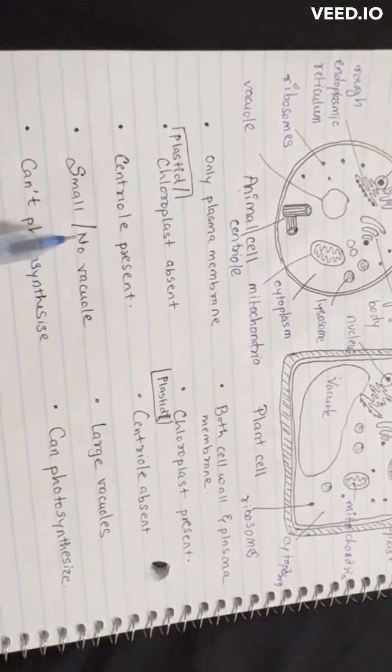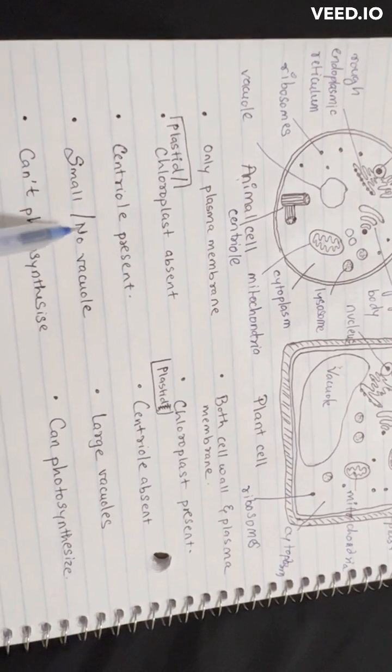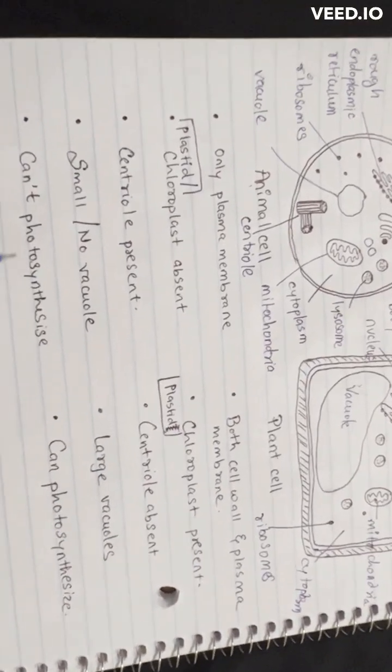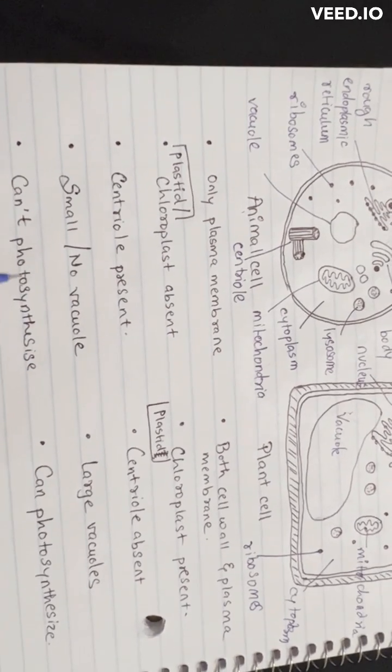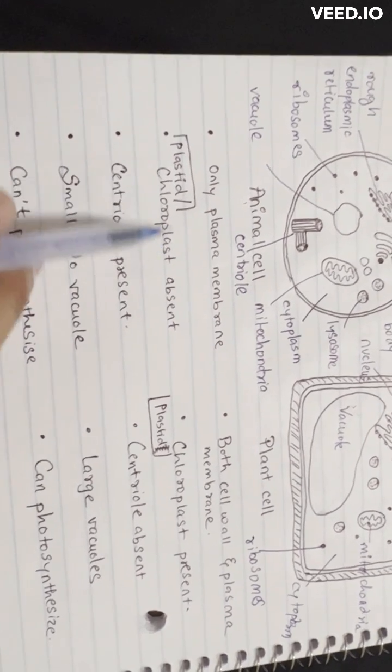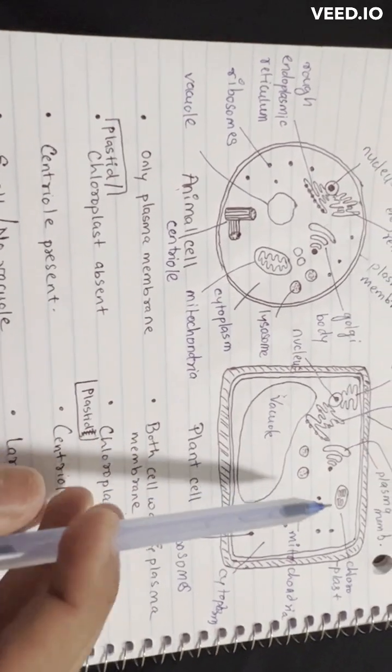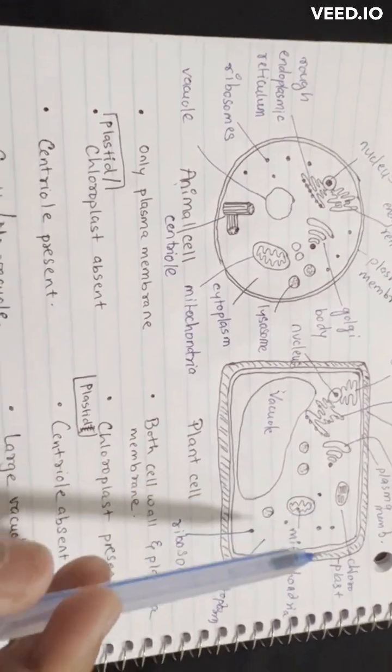Then, the thing that I've been repeating so far, animal cells have small or no vacuole at all. Plant cells have large vacuoles. And lastly, animal cells can't photosynthesize because we don't have plastids. And plant cells can photosynthesize because they have this plastid, or specifically chloroplast.